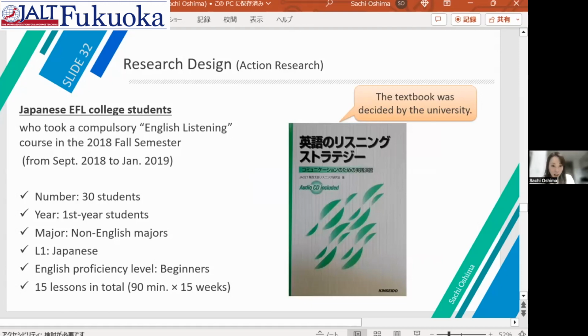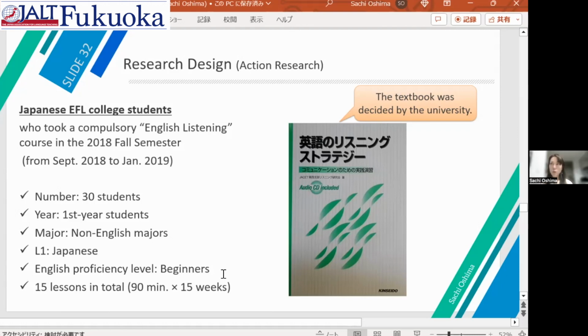So I was a teacher and a researcher, so I took the action research design again. And this was conducted in another university than the first example. So the universities in example one and example two were different, but they both have beginner level students. In this case, they took a compulsory English listening course in the 2018 fall semester. The number of students is 30, first year students, and their English proficiency level is beginner.